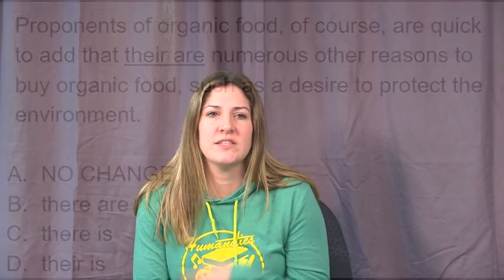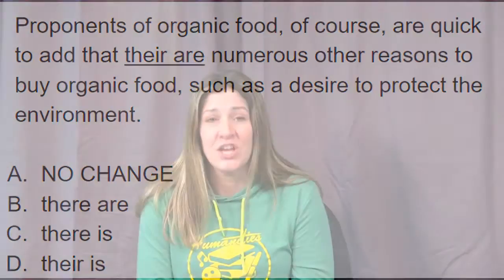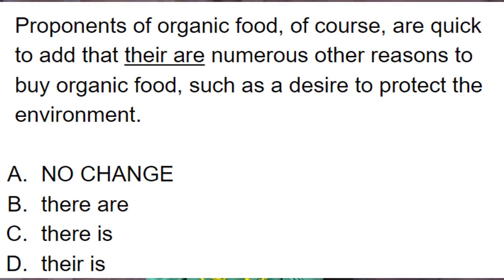So we have the four choices: no change, T-H-E-R-E-R, T-H-E-R-E is, and T-H-E-I-R is. So first we have to find the right form of there. This question is asking you to make sure that you can find the right form. So take a look at your different options. T-H-E-Y apostrophe R-E. Remember, that is they are, and T-H-E-I-R is possessive. Something belongs to it. Simply plugging in those different versions of the word can help you eliminate your choices. And when we do that, and of course some of those options sound funny, the right form of there is T-H-E-R-E.